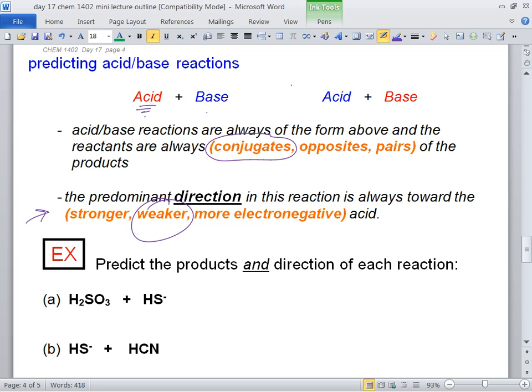We need a game plan for this, Cameron. So it's going to be this way, or it's going to be that way. And then we have to say what plus what. So we have to predict the products and the direction. What do you think?